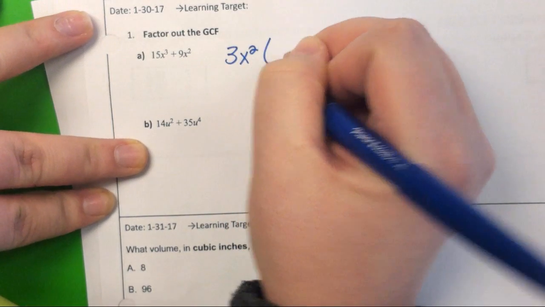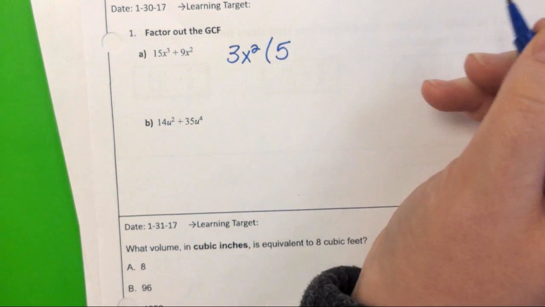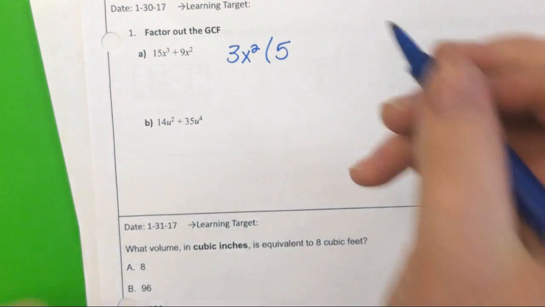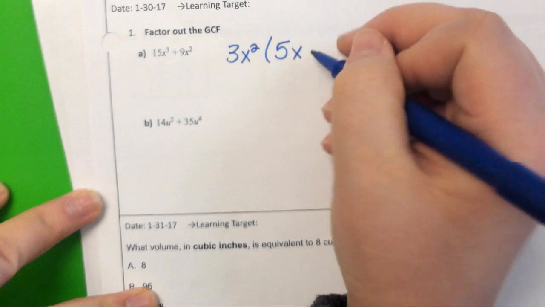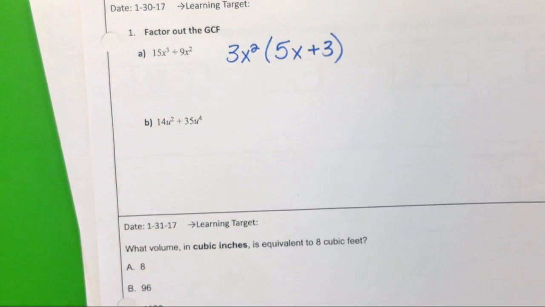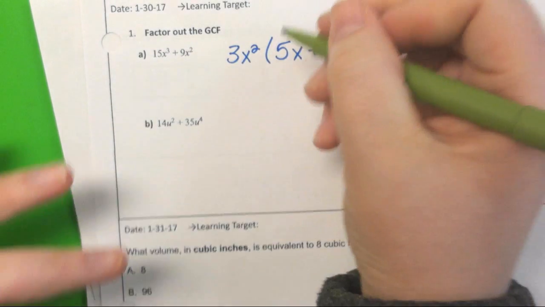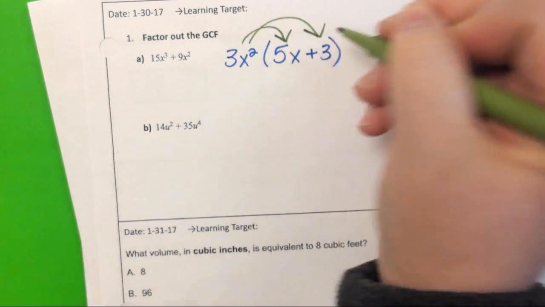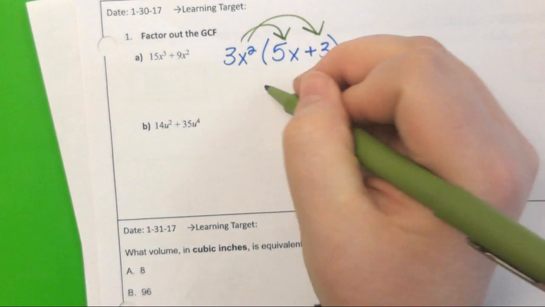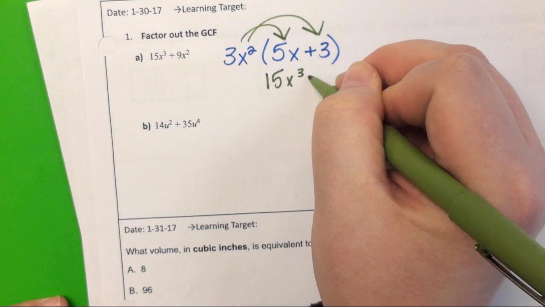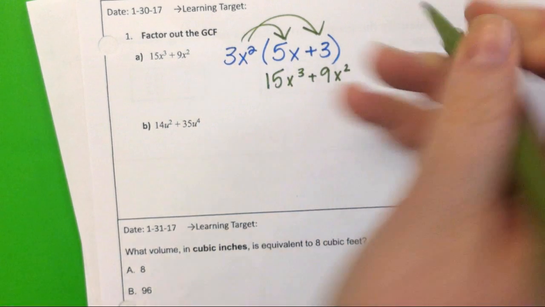I'm left with a 5, what? 5x, and then what else? Plus 3. Perfect. If you want to check yourself because you doubt Grant, you can always redistribute. That's 15x cubed plus 9x squared. I know Grant is 100% right.